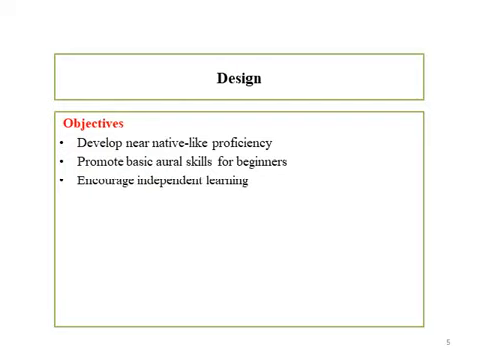The silent way has three major objectives, two of which are similar to the previously discussed methods. The first is its tendency to develop near native-like proficiency among learners. This entails more focus on accuracy than proficiency, especially when teaching grammar and pronunciation. The second common aspect is its focus on developing oral skills while marginalizing reading and writing skills.